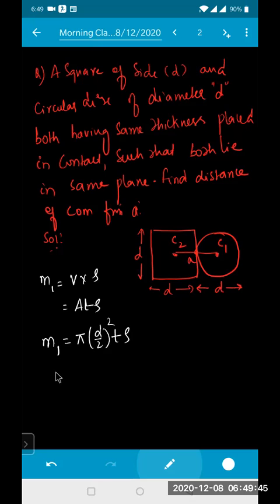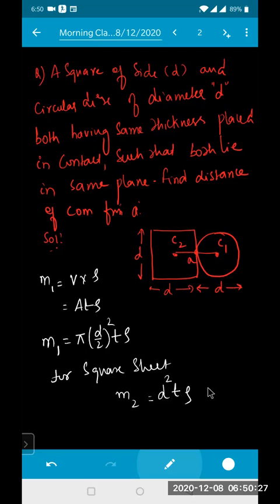Now for the square sheet, the mass M2 is equal to volume into density. Volume is area into thickness. Area is length into breadth, that is D square. Thickness is the same t, into rho. So mass is volume into density, with area D square and thickness t.